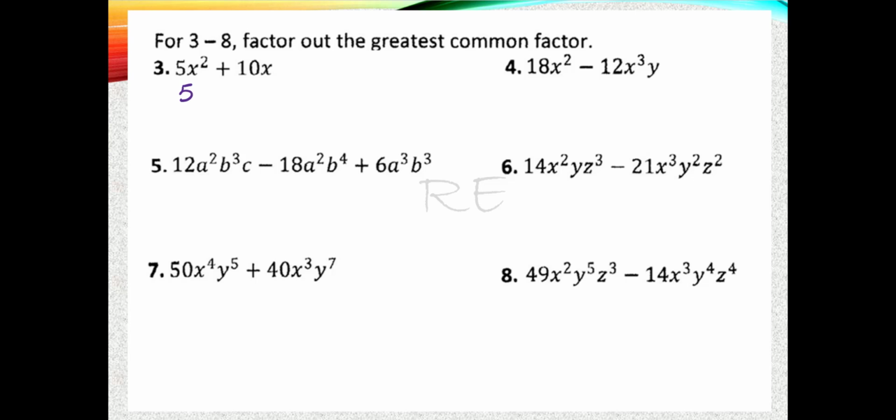Factor out the GCF between 5 and 10. 5. Between x squared and x, x. So it's 5x times x plus 2.